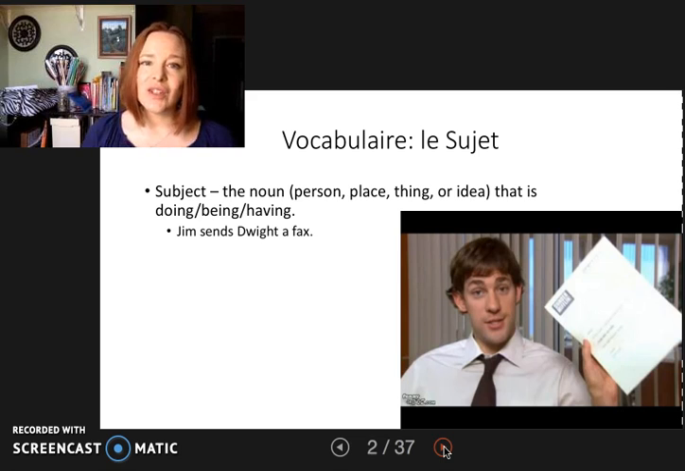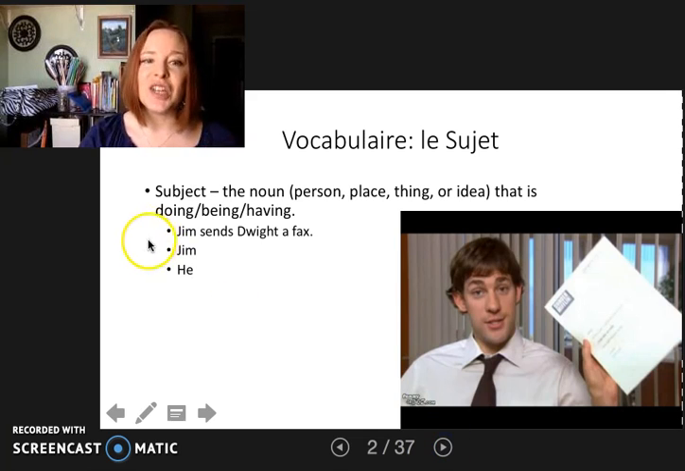So we're going to start in English with the subject. The subject of the sentence is that person, place, thing, or idea that is being, doing, or having. So in our sentence, Jim sends Dwight a fax. Jim is the person doing the action, and that can be replaced with the pronoun he.